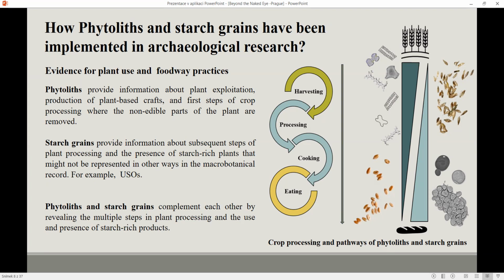However, since they can provide information from both sides of the sequence, certainly using phytoliths and starch grains together has great advantage, since they complement each other by revealing the multiple steps involved in the plant processing sequence and the presence of starch-rich resources through the whole sequence.